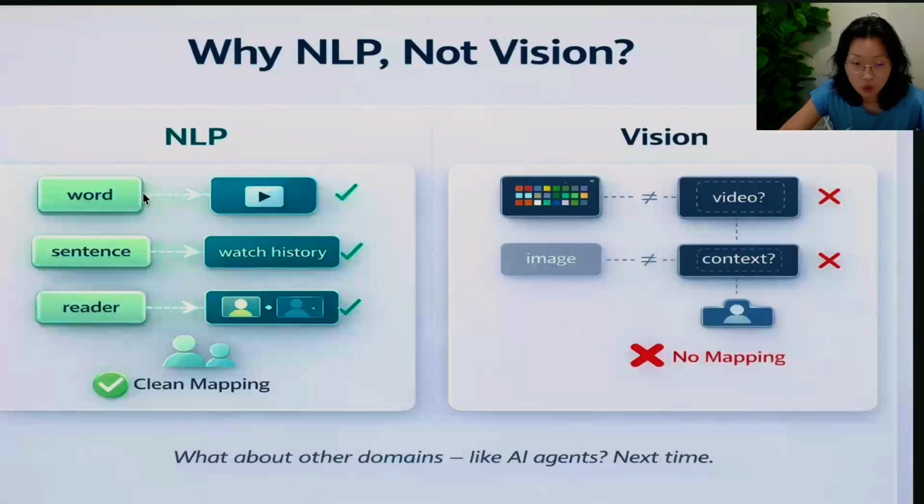Think about it, a word is like a video or a shopping item, and a sentence is like a user's watch history or shopping history. A reader trying to understand the sentences and paragraphs is similar to a user trying to decide if the shopping or video recommendation makes sense or not by directly engaging or not. But if you look at vision models, they mainly deal with pixels and images, and there's no direct mapping to the recommendation system elements. This is why natural language processing techniques and paradigms fit so smoothly in recommendation systems.